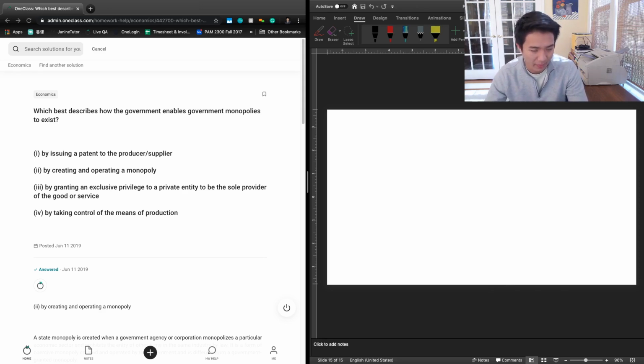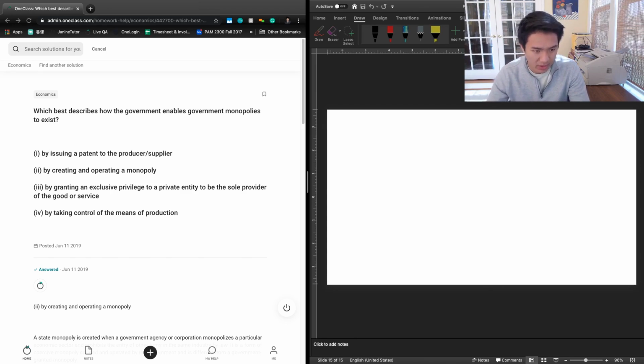One says by issuing a patent to a producer or supplier. And a patent is essentially a monopoly, but it is not a government monopoly, in that a patent does not mean that the government now owns or runs the production of whatever good the patent is issued for. Rather, the government is granting a patent. When they grant a patent, they're essentially granting a temporary monopoly to the producer or supplier that invented the invention. And so it is a government-enforced monopoly, but not a government-run monopoly.